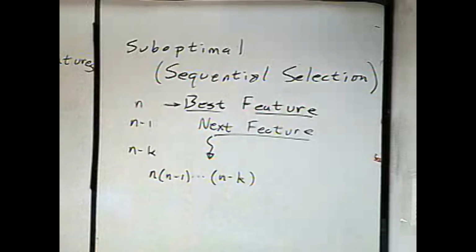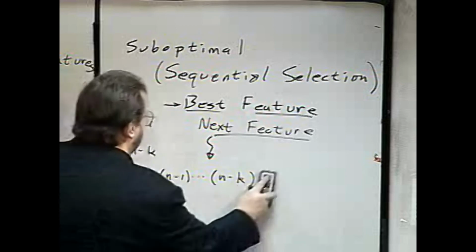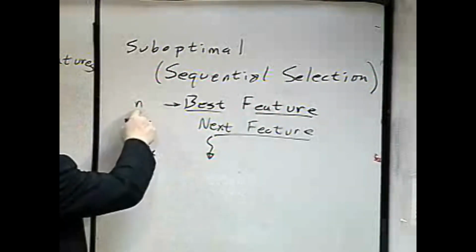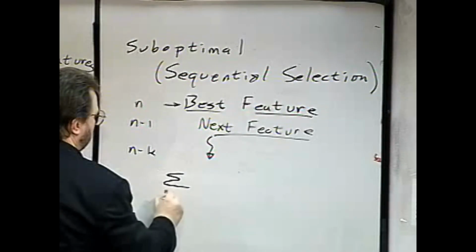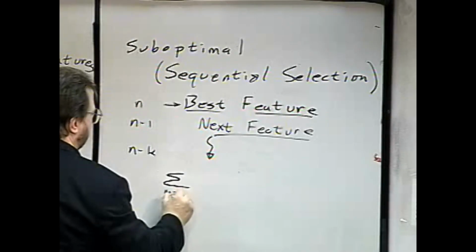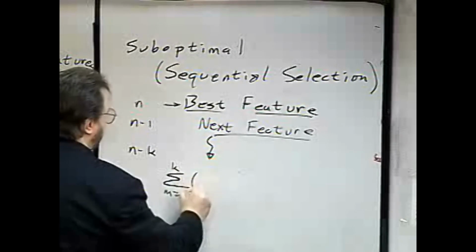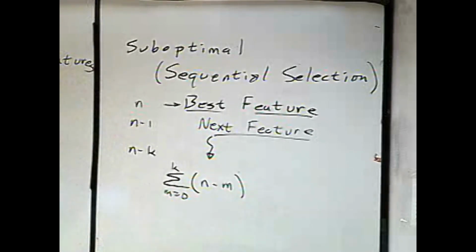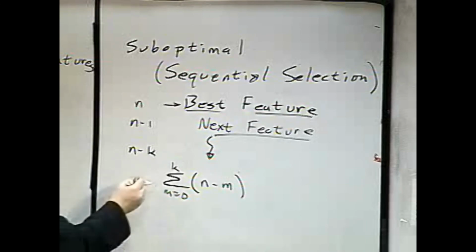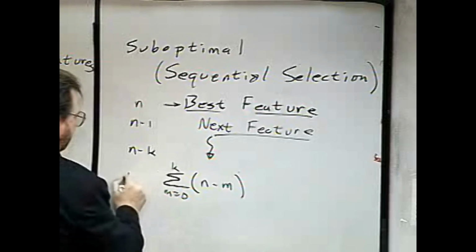That's how many searches you're going to have to do, which is drastically less than the n choose k result. Okay? Yes? It should be a sum. Oh, you're right. Let's see. N, and yeah, you're right. Good. How's that? Something like this. This is the total number of tests you have to do.